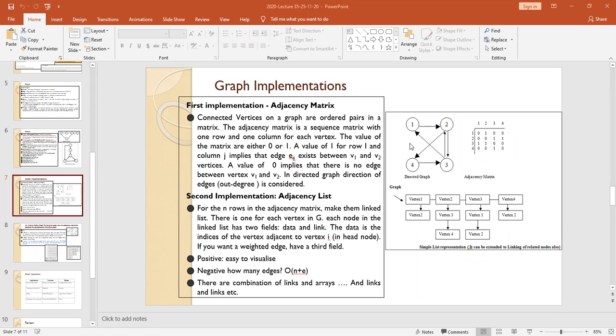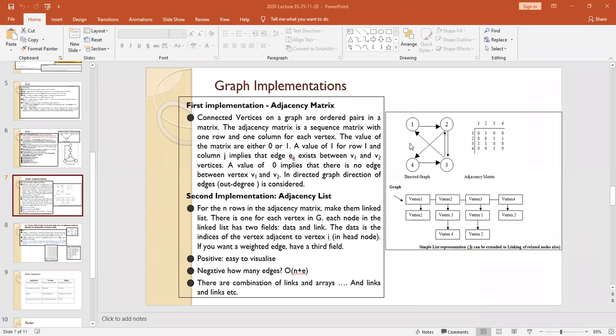We have seen, a graph is a non-linear data structure which consists of vertices and edges. So we have n number of vertices and n number of edges. Each edge is connected between two vertices V1 and V2.